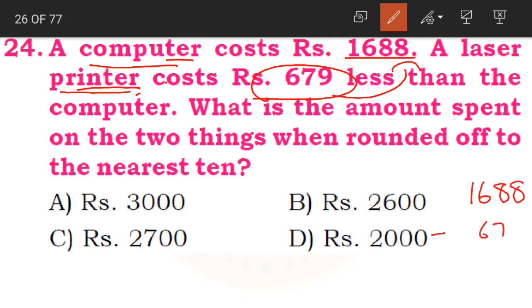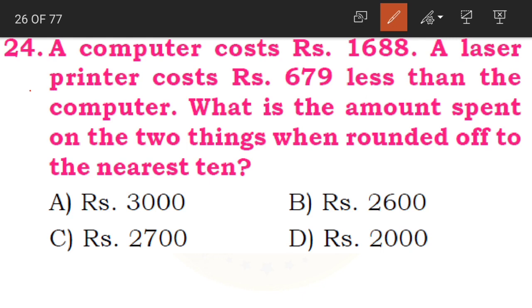1688 minus 679, right? So we are subtracting. Now 8 minus 9 not possible, so we'll borrow. 8 becomes 18, 8 becomes 7 here. 18 minus 9, 9. 7 minus 7, 0. 6 minus 6, 0 and 1. 1009. What is this, children?